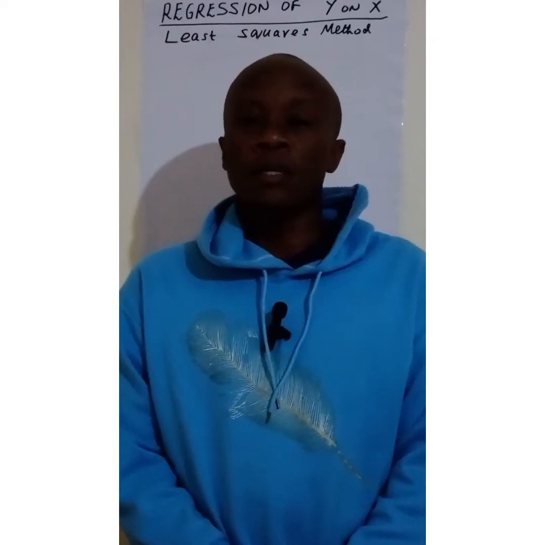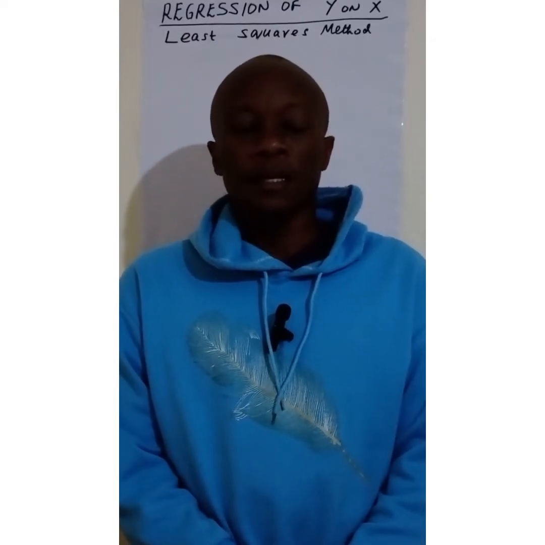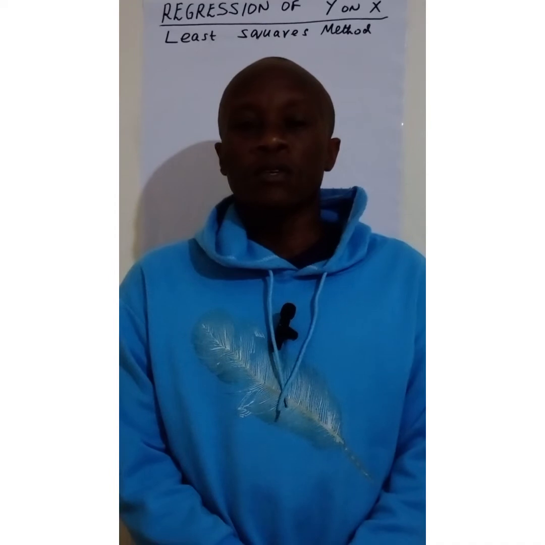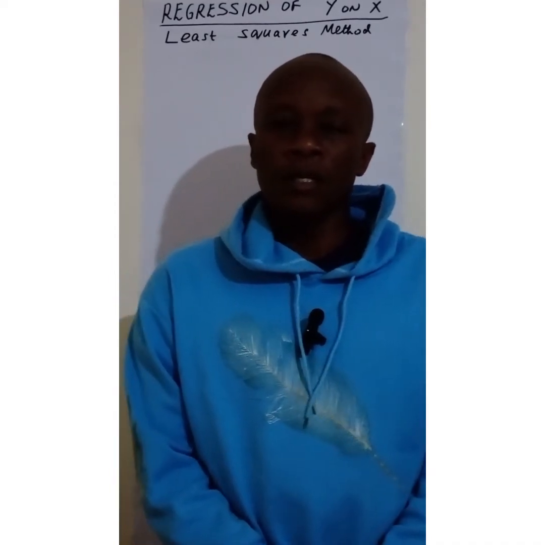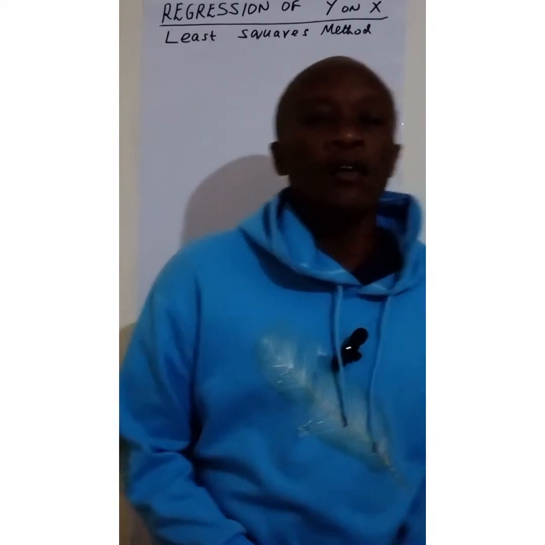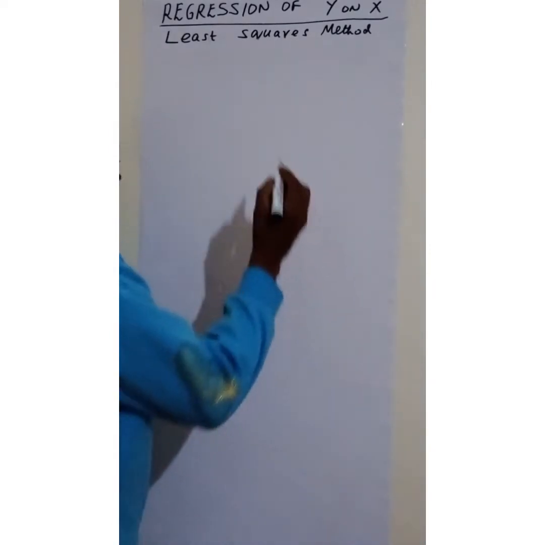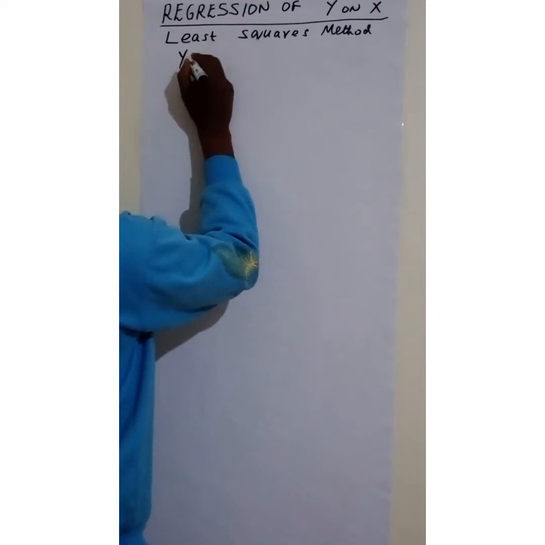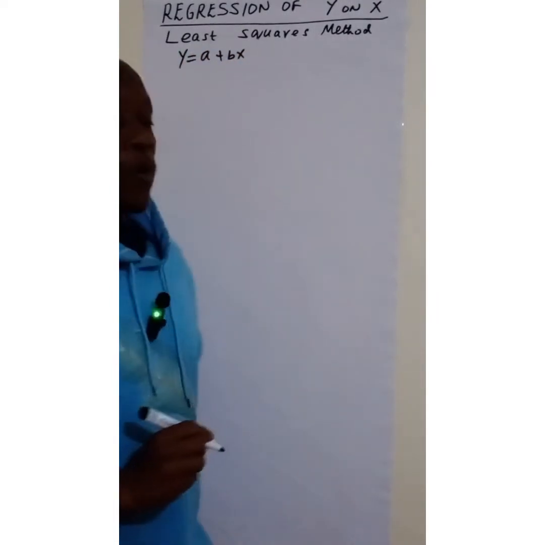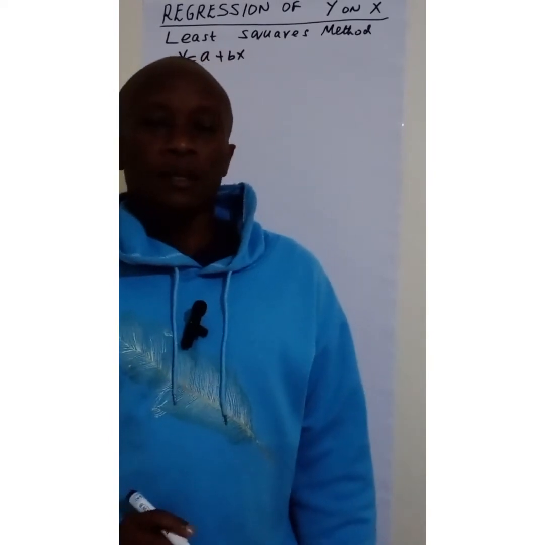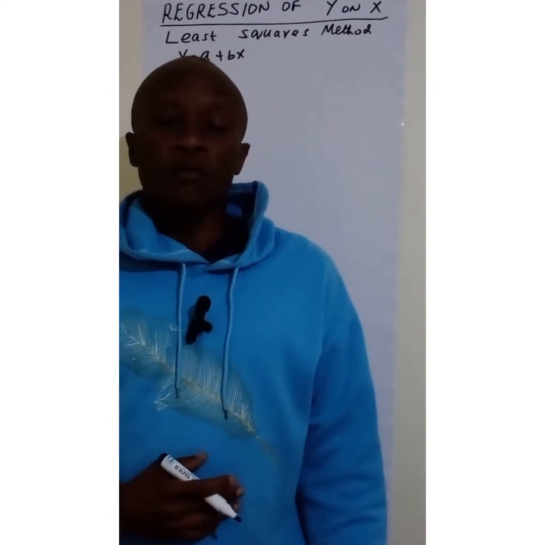How to determine the regression equation of y on x using the method of least squares. That's the least square method. The regression equation of y on x is normally presented in the form y = a + bx, where a and b are constants. They are the ones that we are looking for.